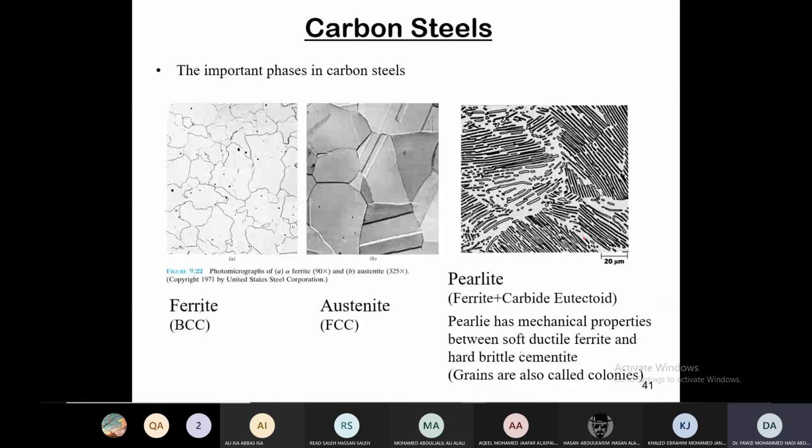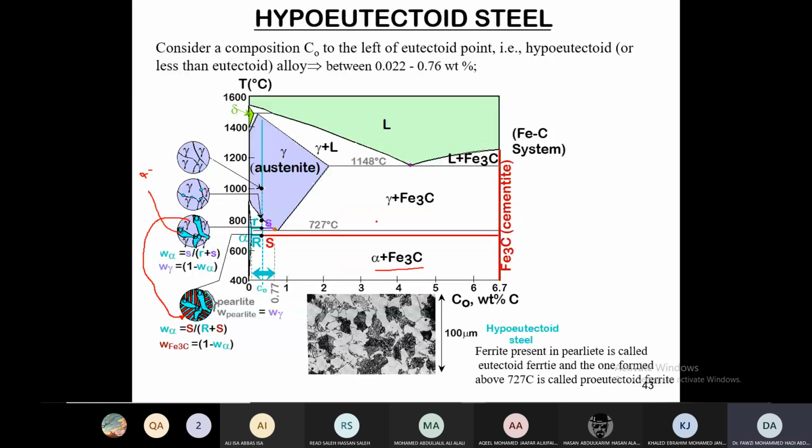We already went through that. If we want to calculate the proportions of the microstructure we have, we need to first calculate what we have above the eutectoid isotherm, which means in this microstructure we need to calculate how much alpha prime and how much gamma we have.